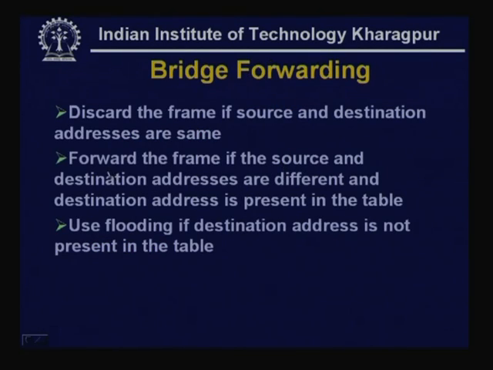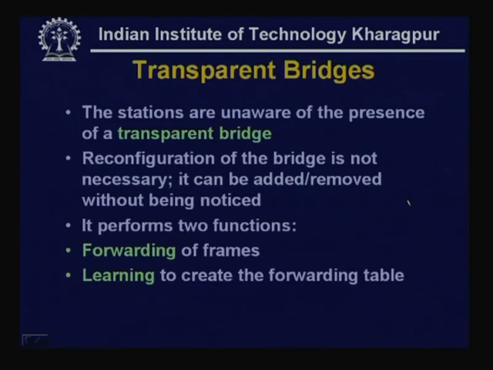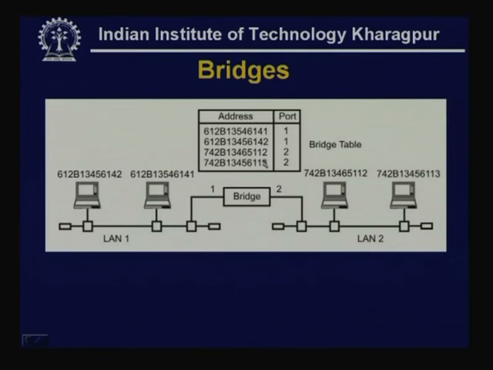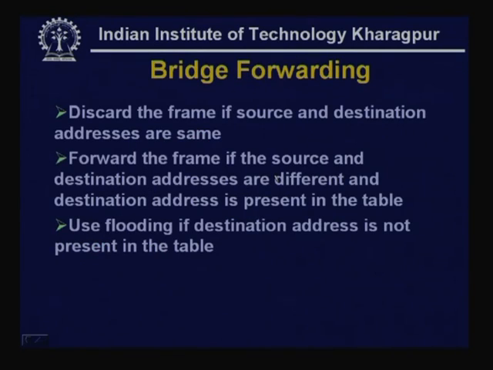The second operation that is done is to forward the frame if the source and destination addresses are different and the destination address is present in the table. That means we have seen that suppose the destination address corresponds to the other port, and it is present here and the port number is known, it will simply forward it. Suppose this station is sending a frame with this destination address. This destination address is present in the table and it shows that it is on port number 2. So this frame is forwarded on port number 2. This is the second operation, that is forwarding. First one was discard.